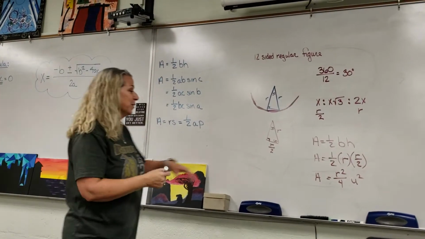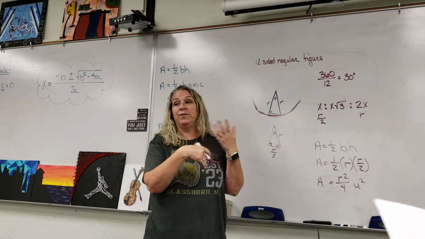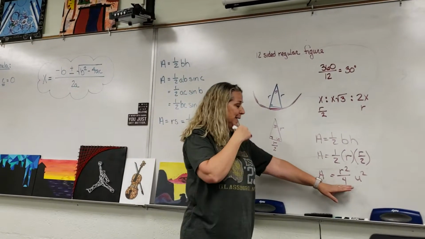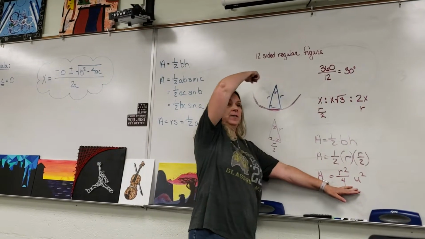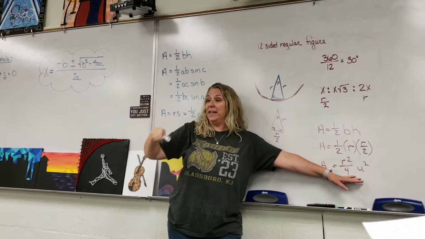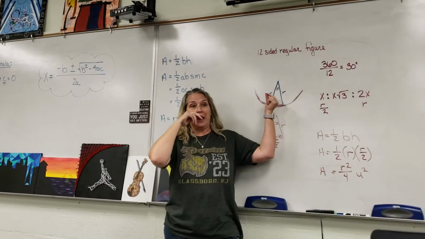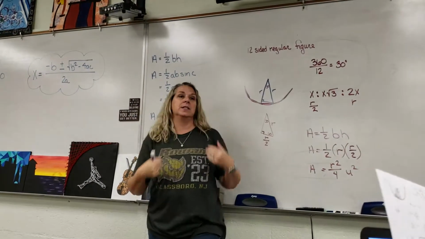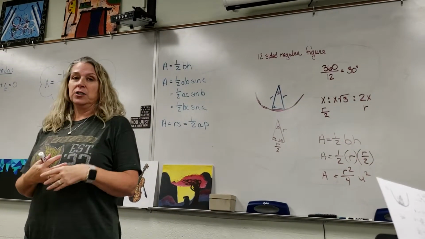That's only one triangle. So that's the area of one triangle, and then there's 12 triangles. So to finish the problem, I would have to take this and multiply it by 12. That would give me the area of the 12-sided plane figure. Then I would have to find the area of the circle using pi r squared, and then subtract the difference between the two.